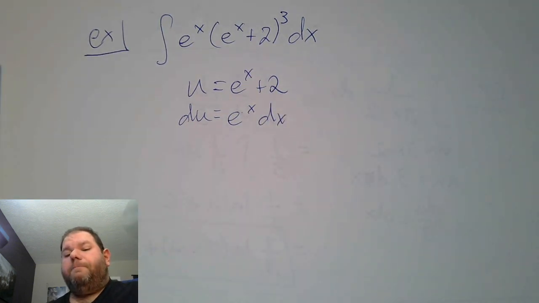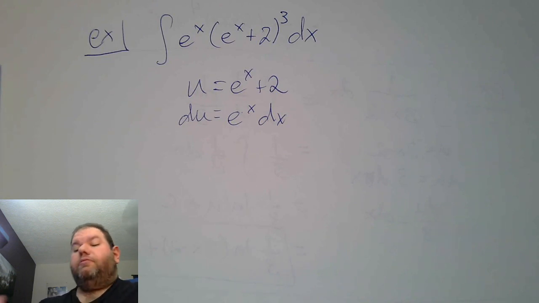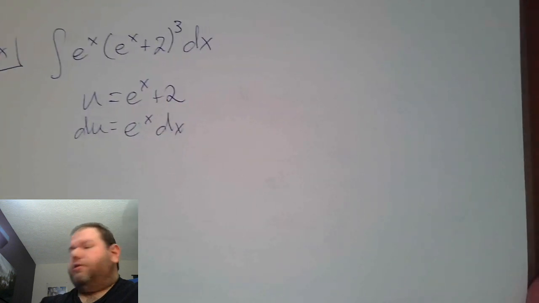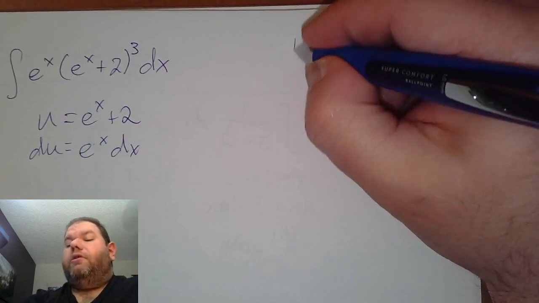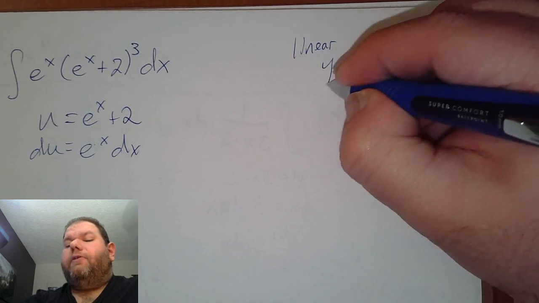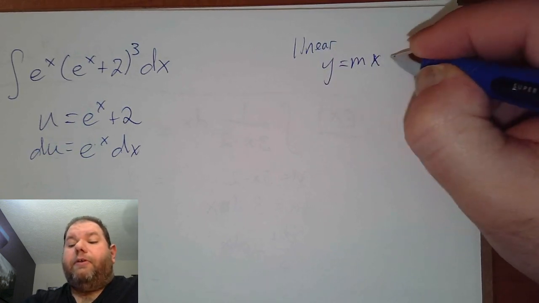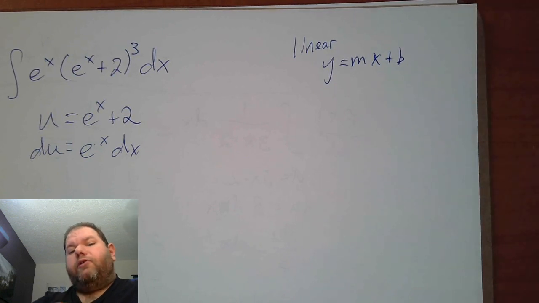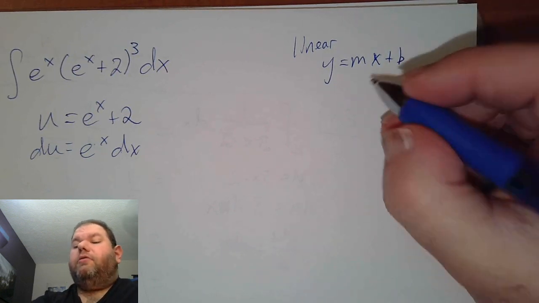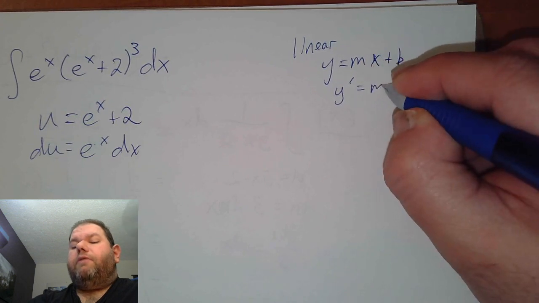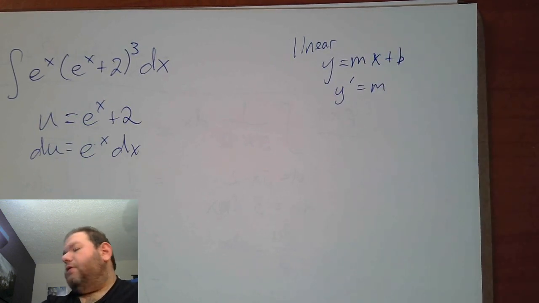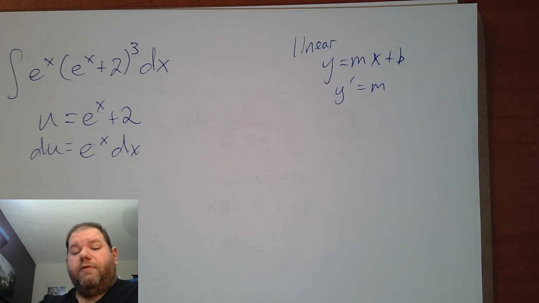Okay. When we say linear versus nonlinear, I'll kind of do that over here. Linear, if you recall, means basically y equals mx plus b. And linear is great because the derivative, y prime, is just whatever the slope is. So in that case, it's no big deal because derivative is basically an expression for the slope.